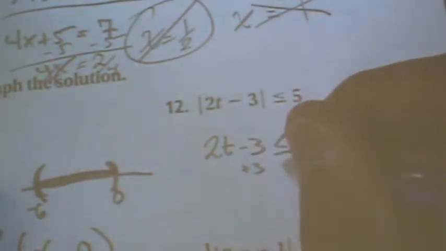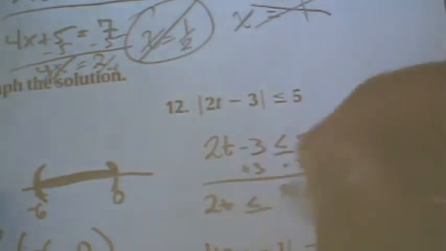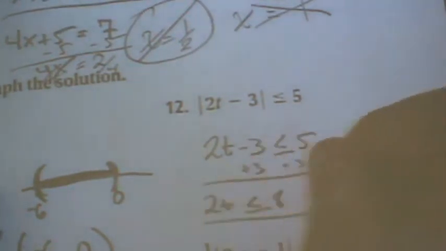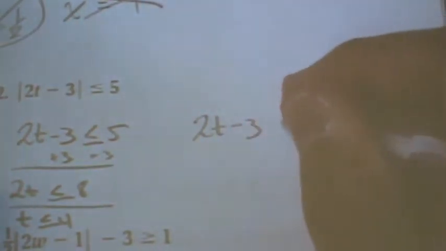I'll do that one first. 3, 2t plus or equal to 8, divided by 2, t less than or equal to 4. That's one of them. And if I split it up over here, 2t minus 3 greater than or equal to negative 5.